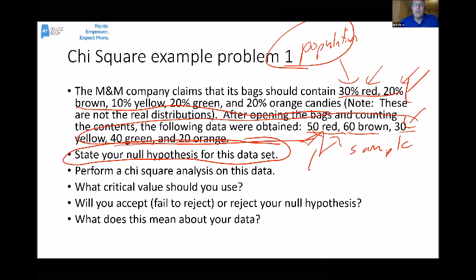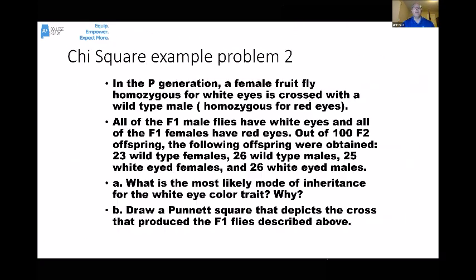All right, so let's do a little reviewing of some genetics now while we're reviewing chi-square. So in the P generation, so that stands for parental, the parental generation, a female fruit fly, homozygous for white eyes, is crossed with a wild type male. That means he's homozygous for red eyes. So we've got a female with white eyes. And I'm going to just draw some symbols up here for us real quick. So that's a symbol for female. Just looks kind of like a stick man. It's a stick woman in this case. And she has white eyes.